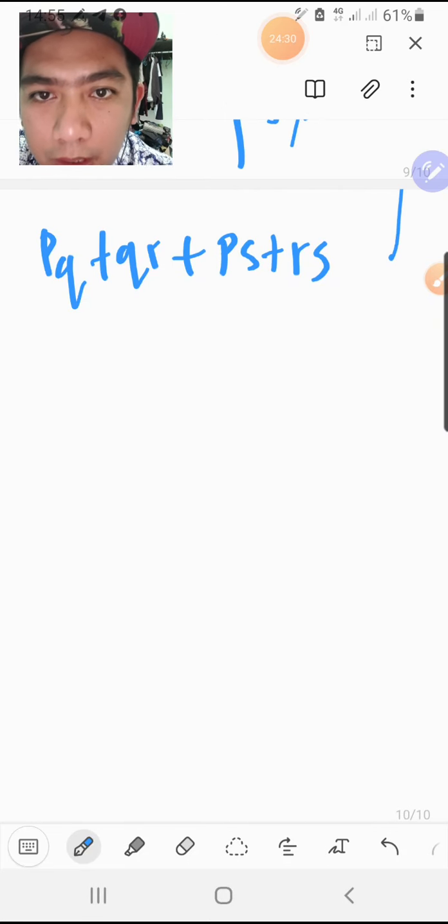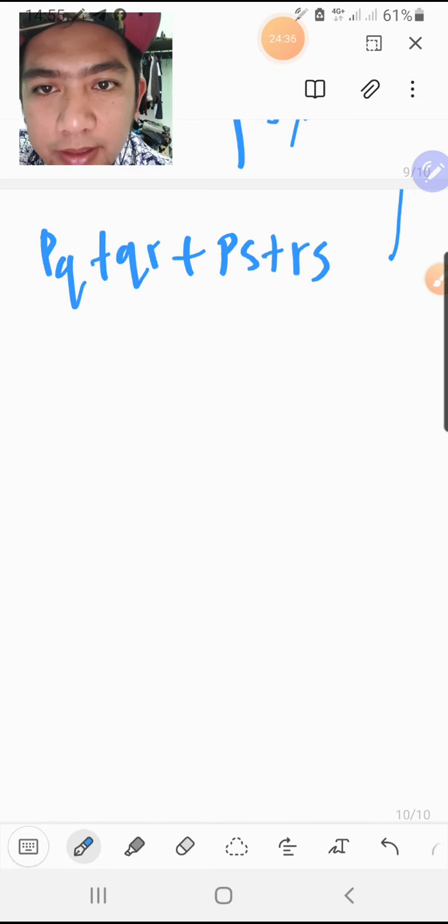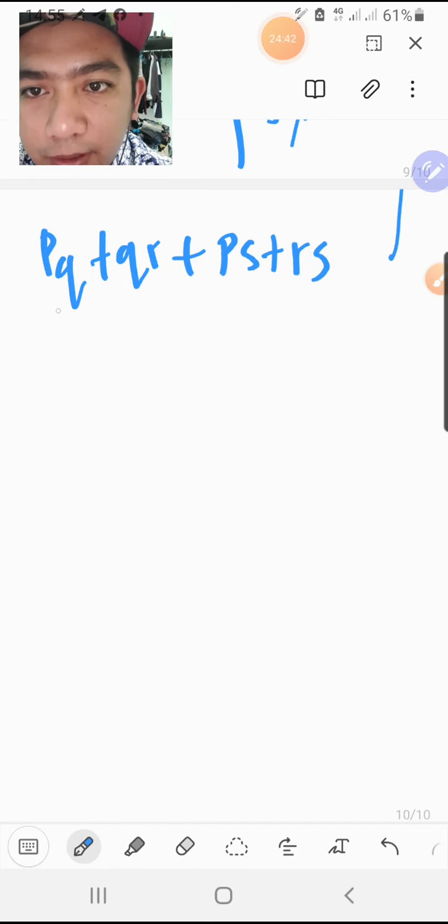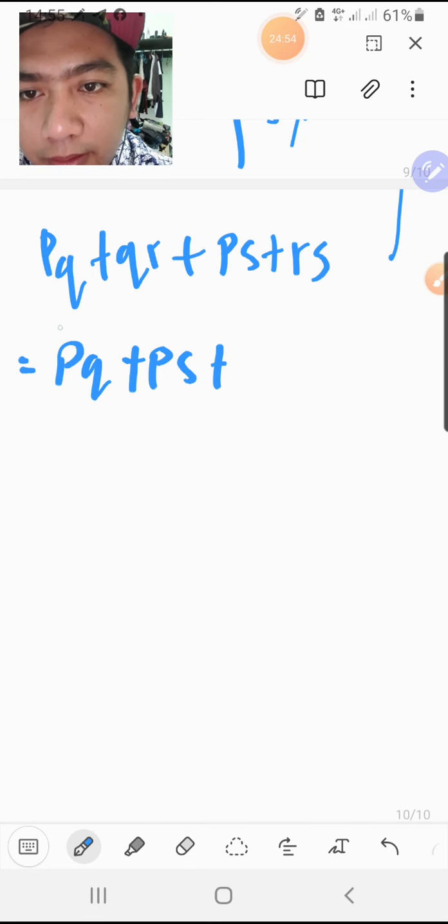So now, how to factorize this algebraic expression: PQ plus QR plus PS plus RS. The first step that the teacher taught: gather where the letters are the same first, and rearrange them all. So this one has P, and here also has P. So we write it first: PQ plus PS. Alright, and then bracket it.